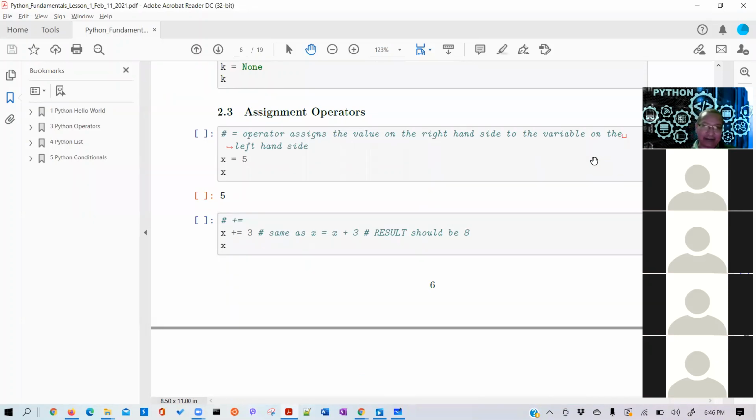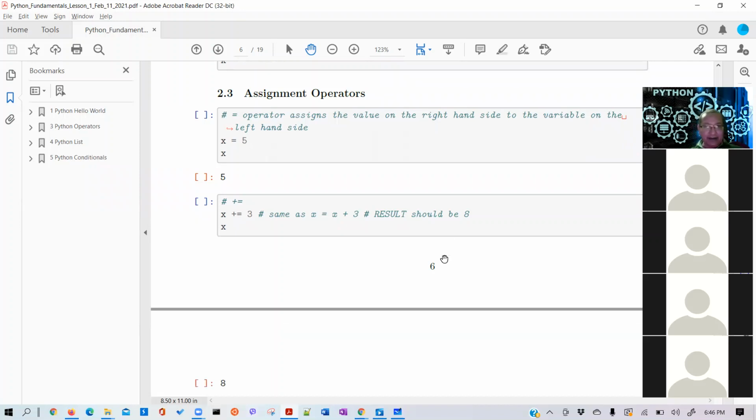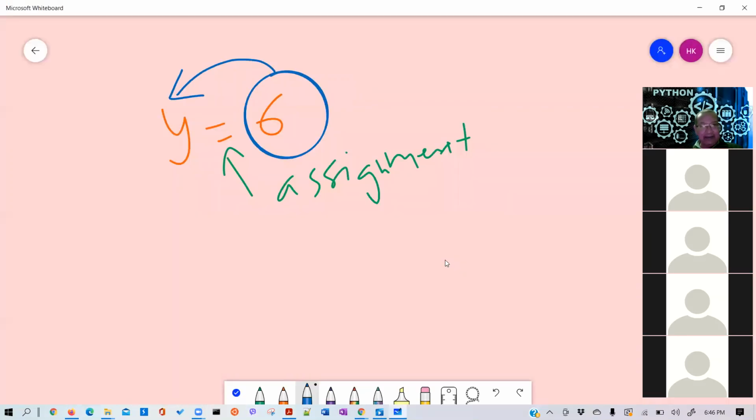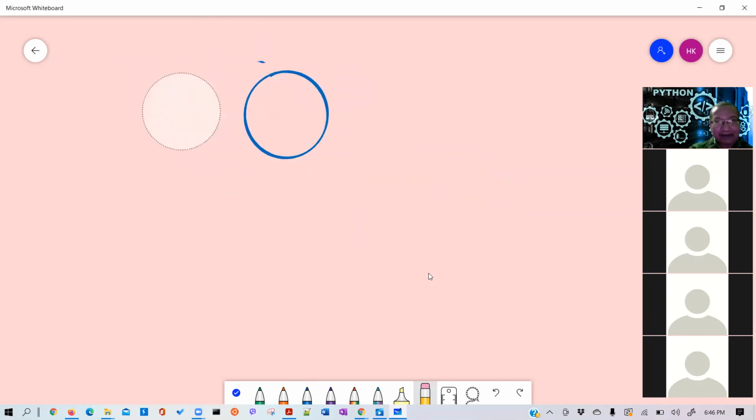In math, equality is equality, but there are different operators here. Okay, another one is something called plus equal to. Now, for those of you who are new to programming, this might come as a surprise, something different that you haven't encountered so far, right?